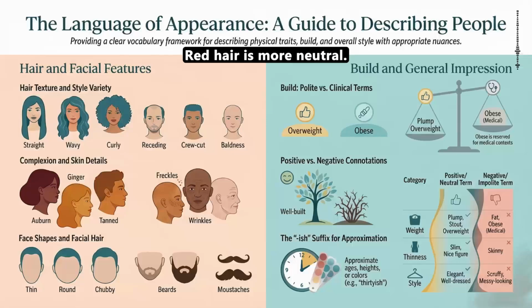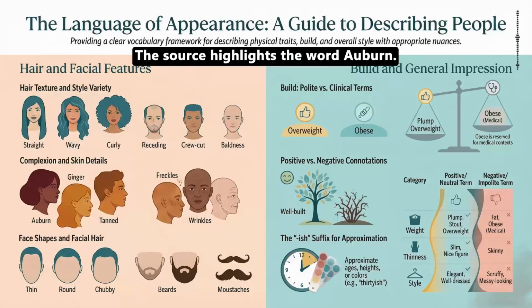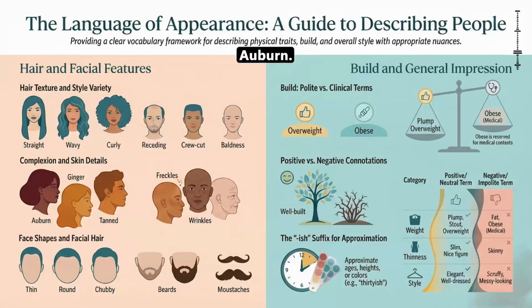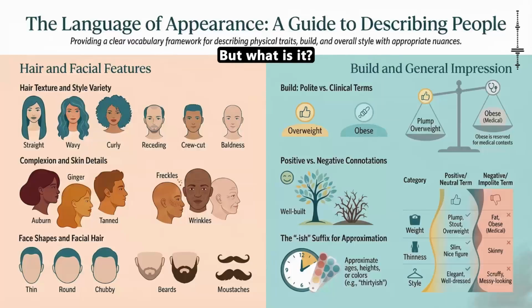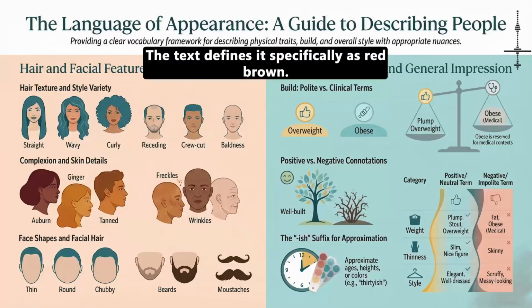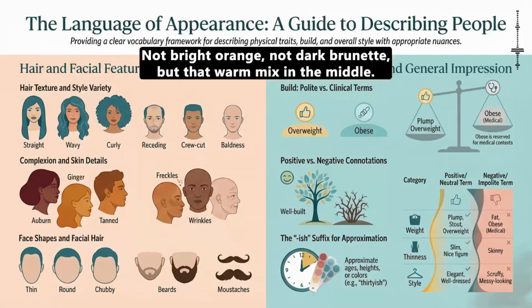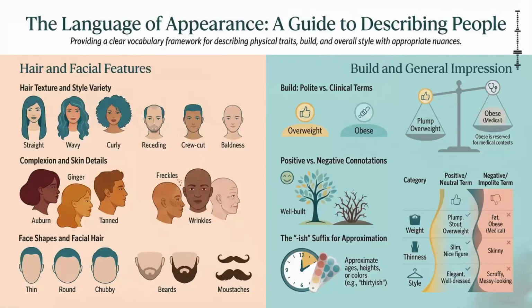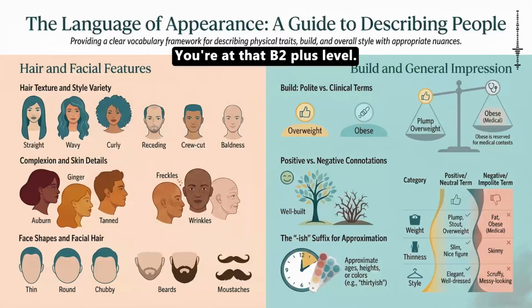Red-haired is more neutral. But then we get to the really sophisticated one. The source highlights the word auburn. Auburn. It just sounds classy, doesn't it? It really does, but what is it exactly? The text defines it specifically as red-brown. It's that rich autumn leaf color. Not bright orange, not dark brunette, but that warm mix in the middle. Using a word like auburn is such a clear signal you're at that B2 plus level. It shows you see nuance.